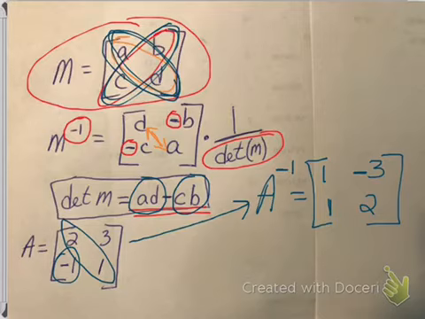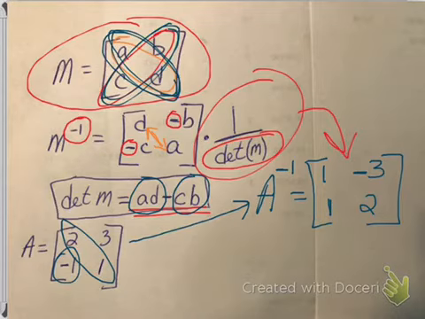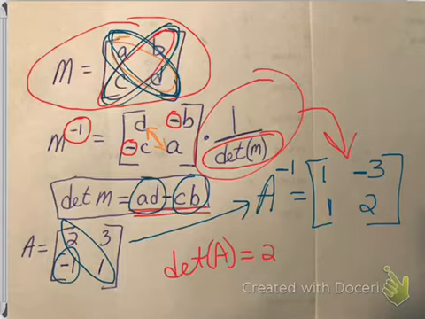Now I have to multiply by 1 over the determinant, okay, which is this thing here. I have to multiply this matrix by 1 over the determinant. So I'm going to find the determinant of A, and that is 2 times 1, minus 3 times a negative 1. So that's 2 plus 3, which is 5.